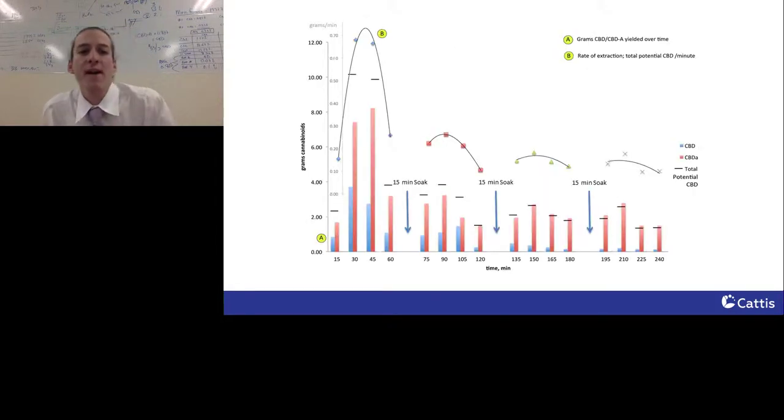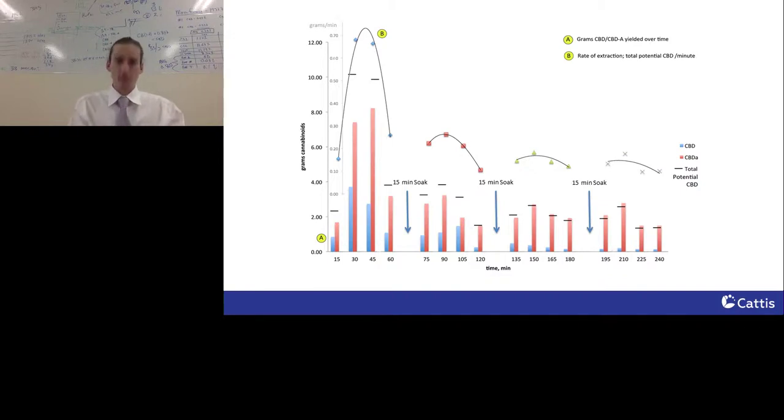And so the next step was, previously we were just extracting for 60 minutes, soaking for 15. And those two numbers, 60 and 15, we just kind of came up with randomly. And so next we wanted to see, is 60 and 15 the right numbers? Is 60 the right number to extract dynamically? Is 15 the right number to soak?